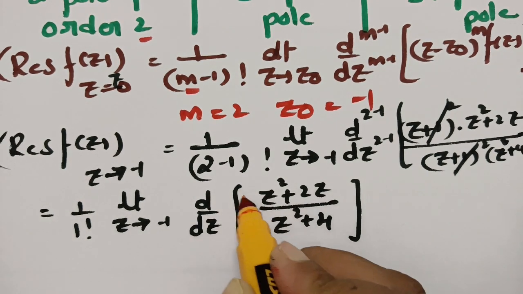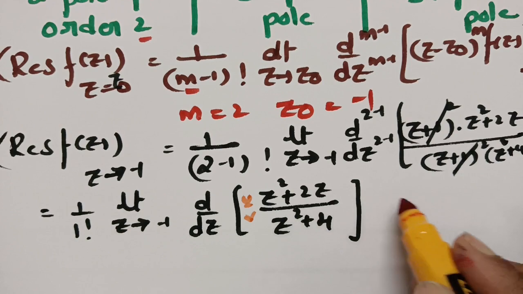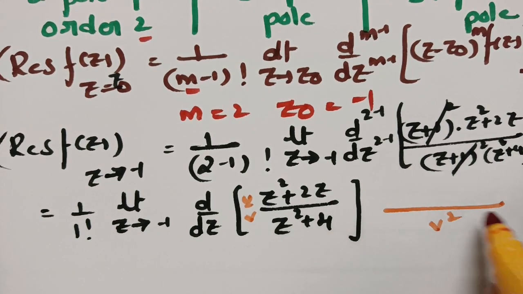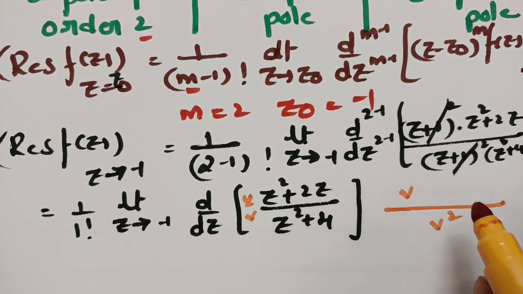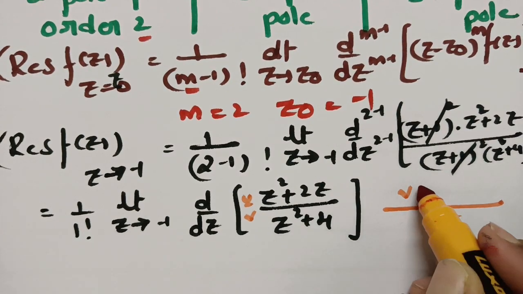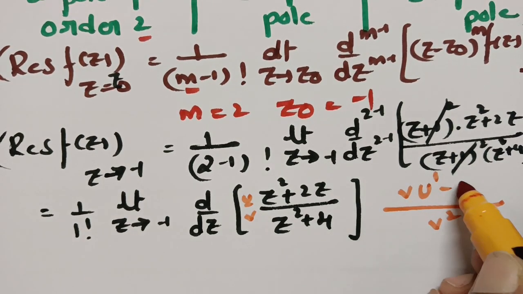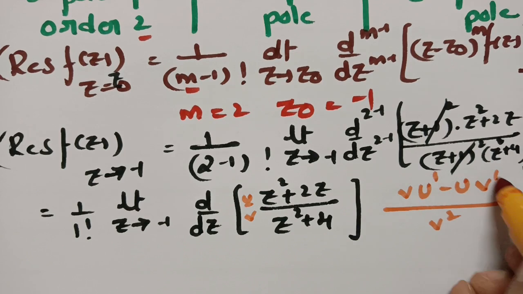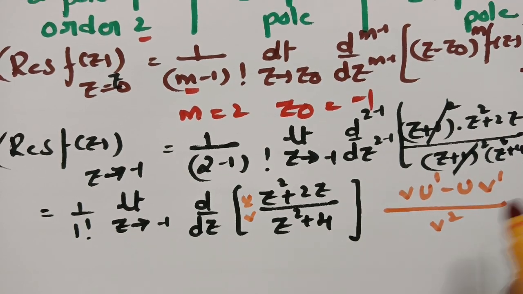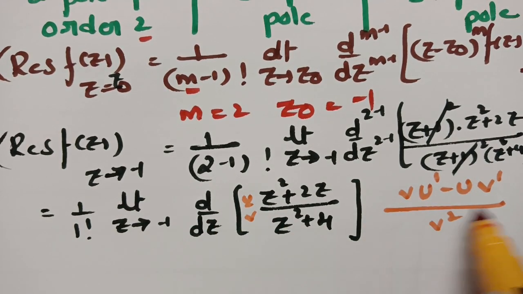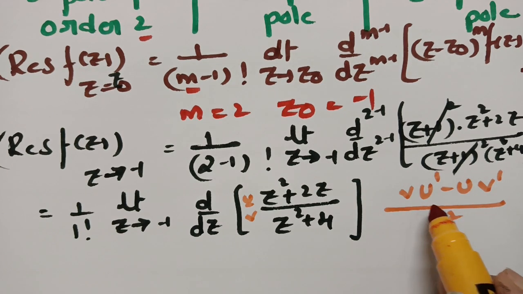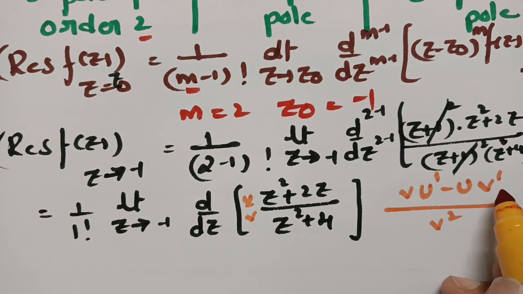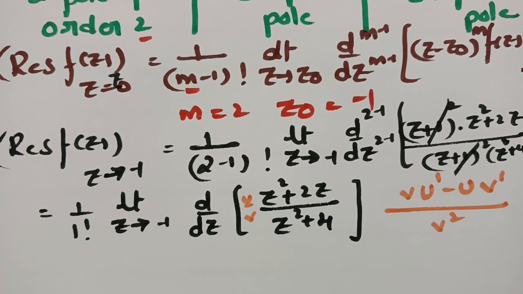Again, this is of the form u by v. So in order to make the derivative of the form u by v, the derivative value is v square. We have to leave v for one time and make a derivative for u, and again we have to leave u and make a derivative for v. So the derivative of u by v is nothing but (v u dash minus u v dash) by v square. This value is u and this value is v.